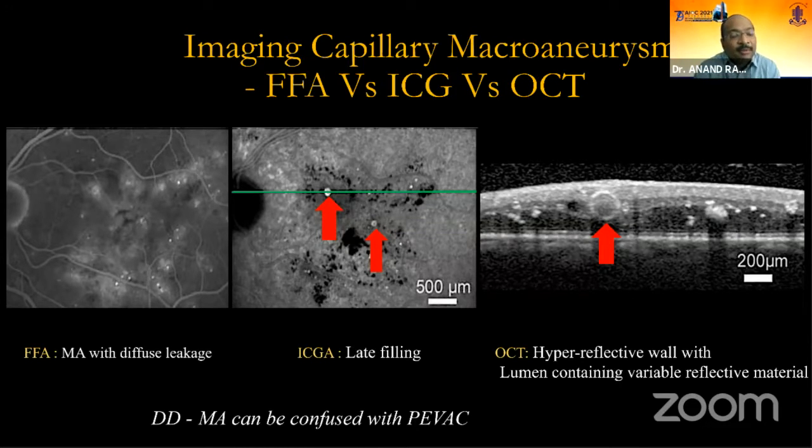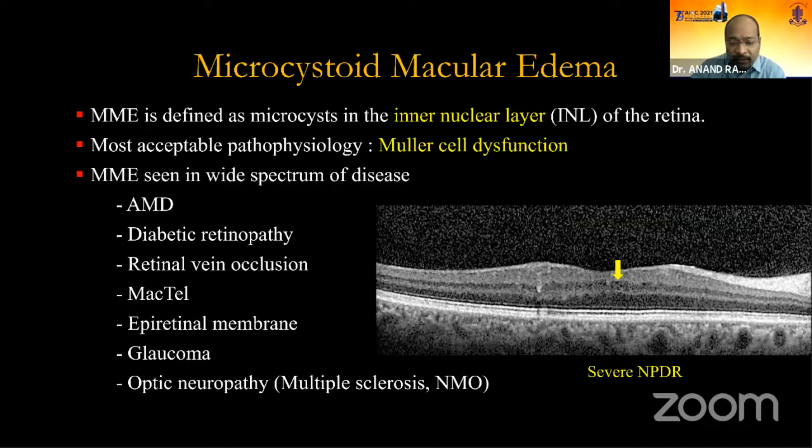Microcystoid macular edema, again something which has come up recently, is defined as microcysts in the inner nuclear layer of the retina. The most acceptable pathophysiology is Müller cell dysfunction, seen in a wide spectrum of diseases like AMD, DR, RVO, etc. An example here from severe NPDR.